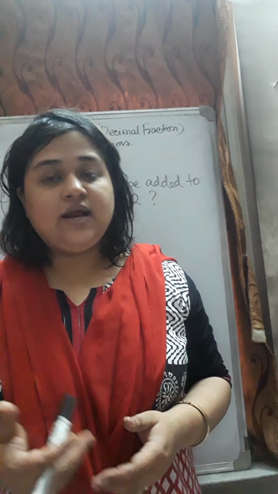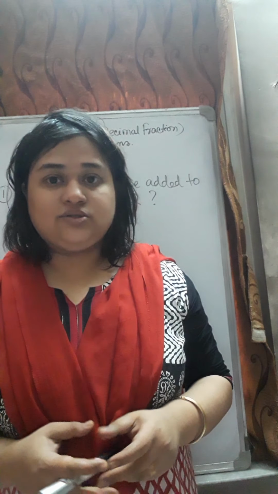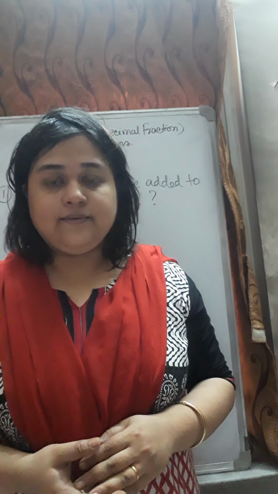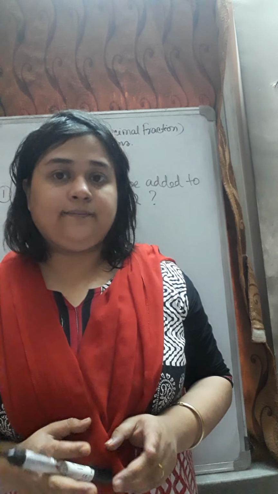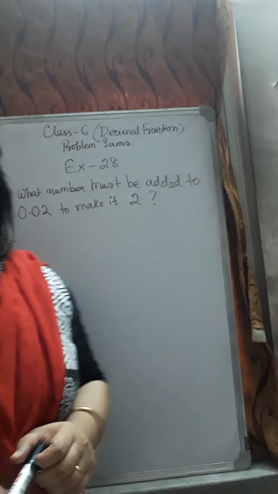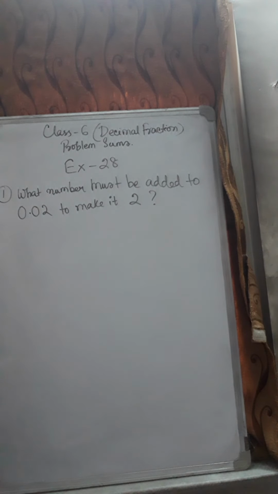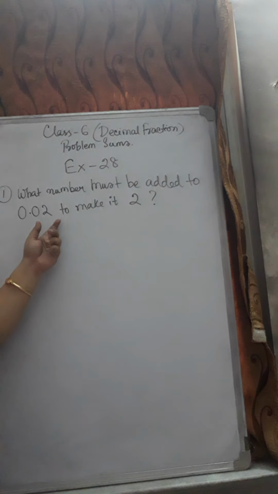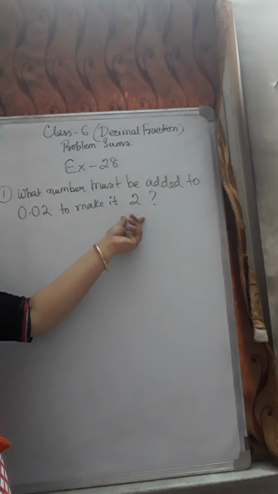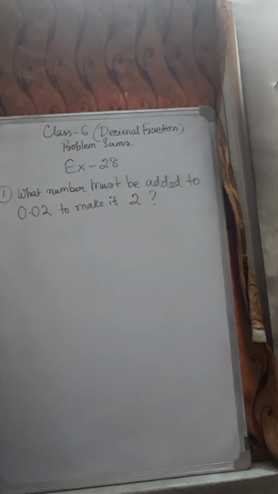There will be some similarity in the question type also, because vulgar fraction and decimal fractions have very little difference between them, and the problem sums are more similar to each other if you compare these exercises. So starting with exercise 28, what number must be added to 0.02 to make it 2? So what should I add with 0.02 so that the number changes to 2 on addition?